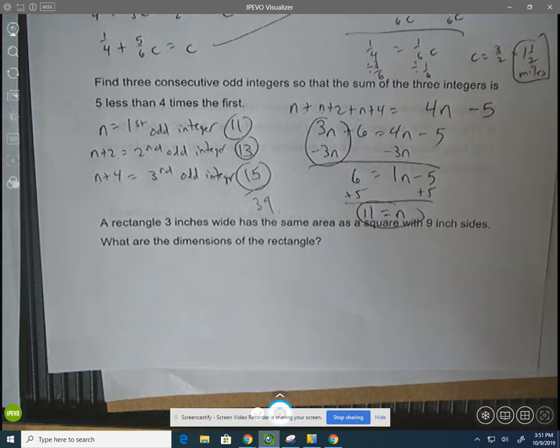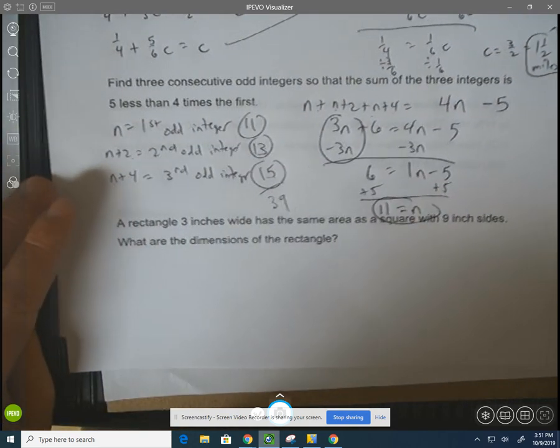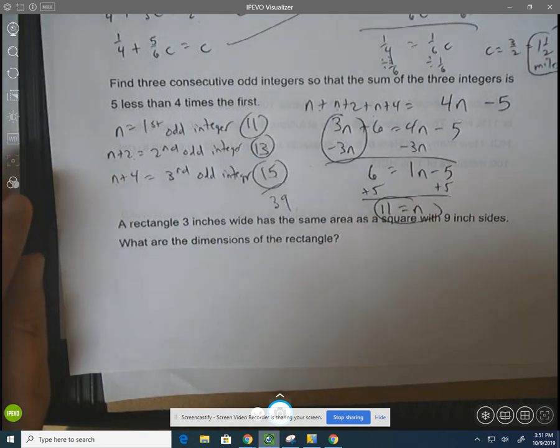Pretty confident that I solved that correctly.